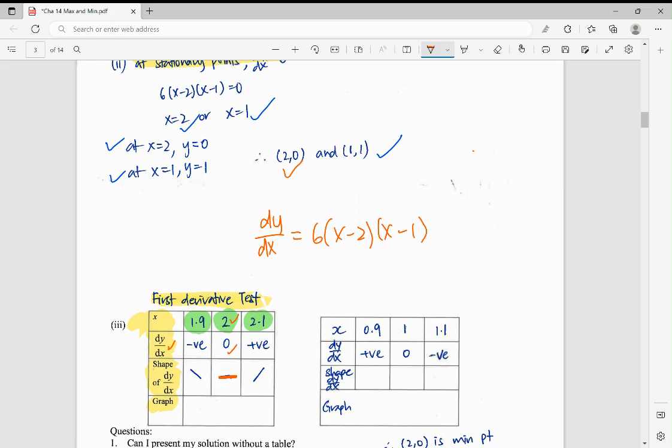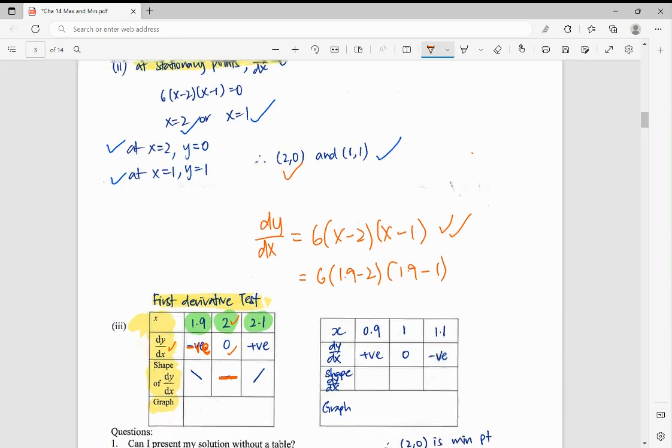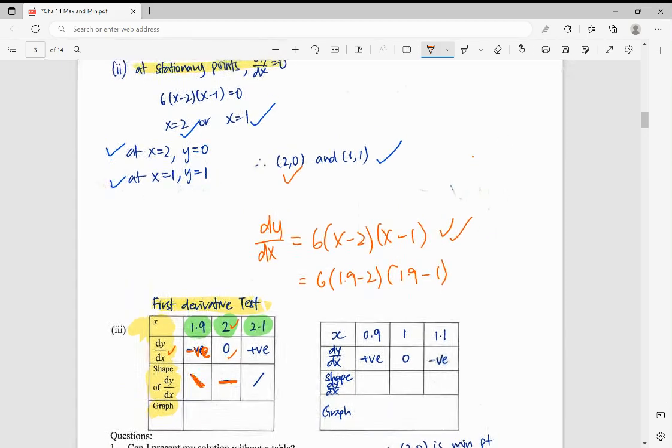Same thing, I'm going to repeat this for 1.9 and 2.1. When I sub in 1.9 into my dy/dx, I'll get (1.9 minus 2) and (1.9 minus 1). I do not need to know the exact value. I just need to know whether it is positive or negative. If you can see from here, I will get a negative answer. So with a negative gradient, it means that the gradient must be sloping downwards. So therefore, it will be like that.